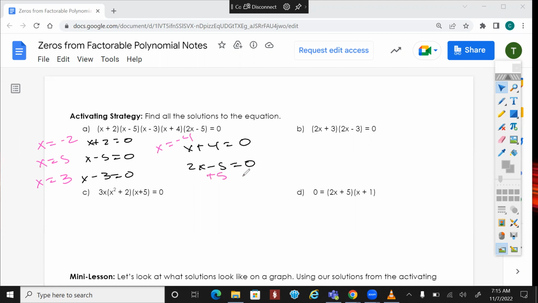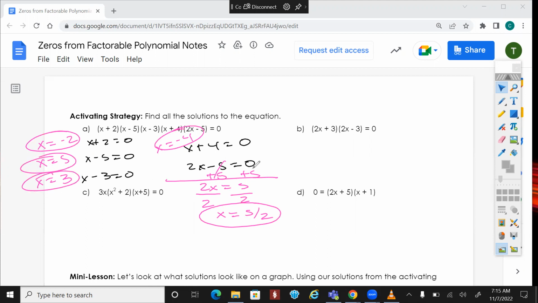We've got to add 5. And then we're going to divide by 2, which will give us x equals 5 halves. And you can leave it like this. So our answers are all of these.